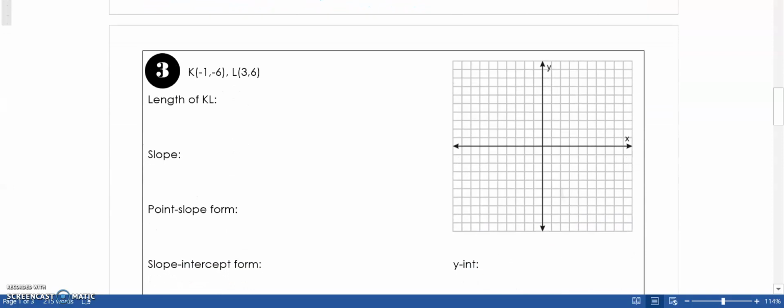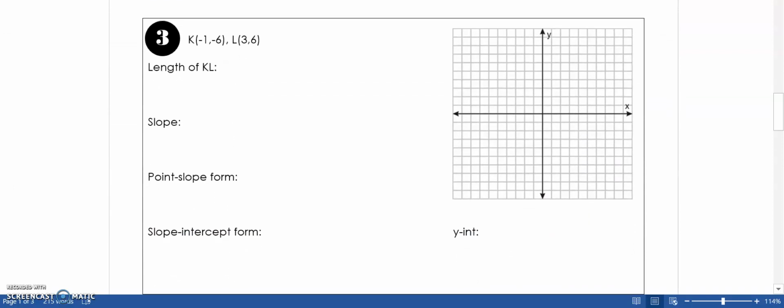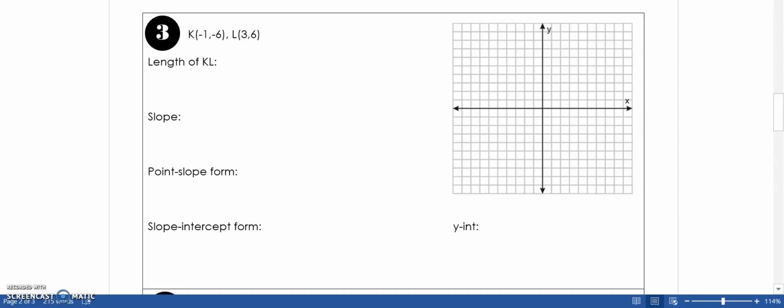Okay, so start off with number 3, and again, pause the video and then check your answers to see how you did with number 3. So figure out what all this information is, and then we'll get back to it.